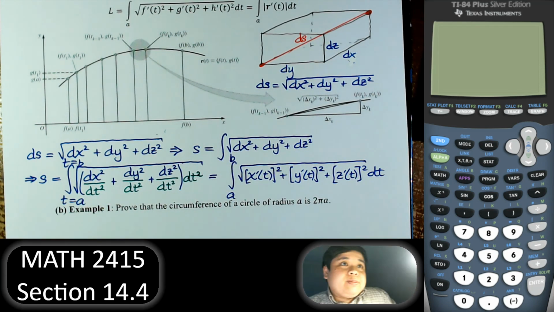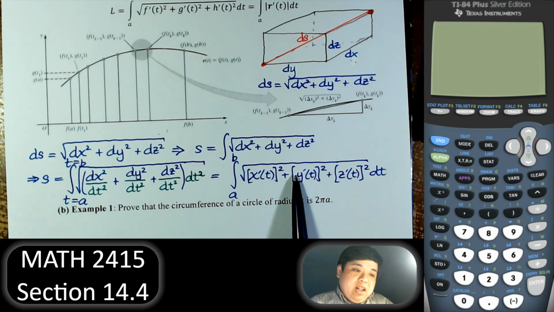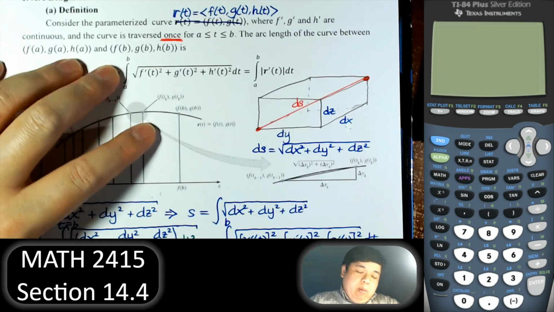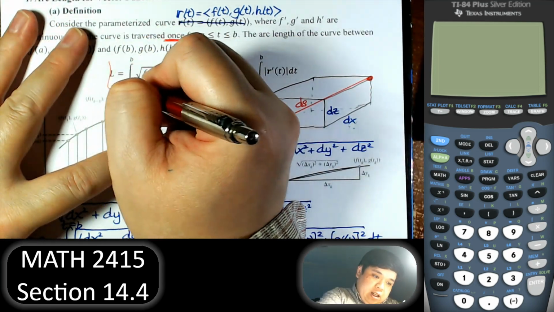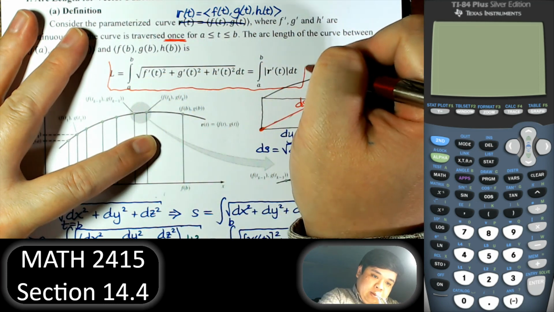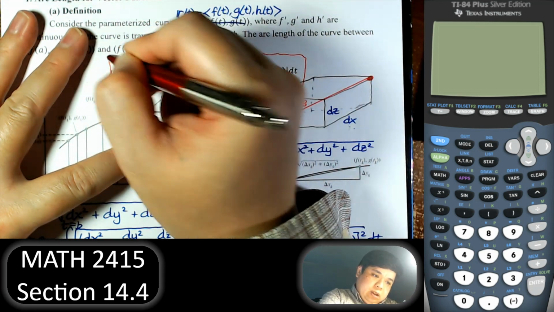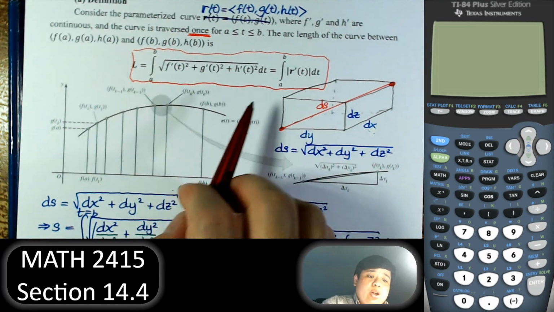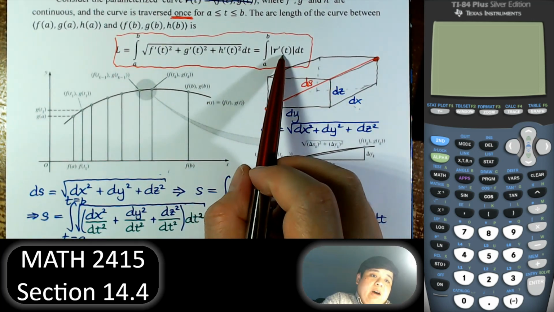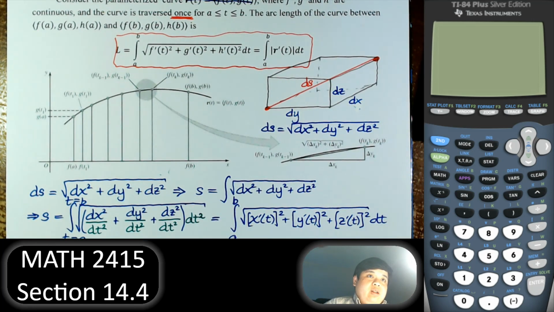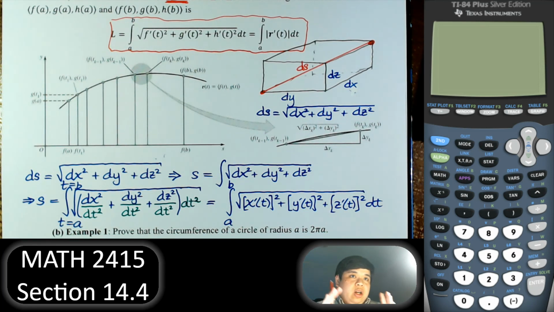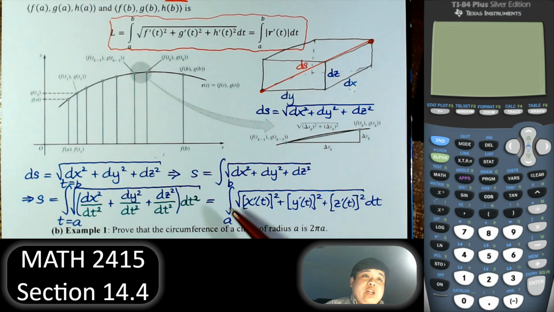Of course, that is the magnitude of this. So out of the velocity or the tangent vector, the length is equal to the integral of the magnitude of the tangent vector, or the magnitude of the velocity vector, or just the speed. I don't want to use speed or velocity because sometimes t potentially can be negative.